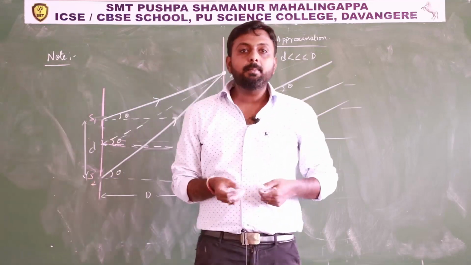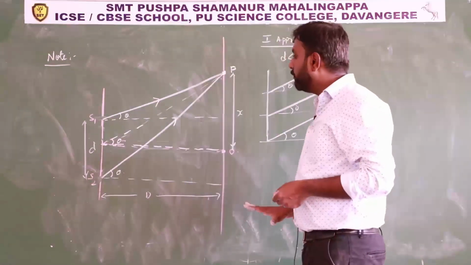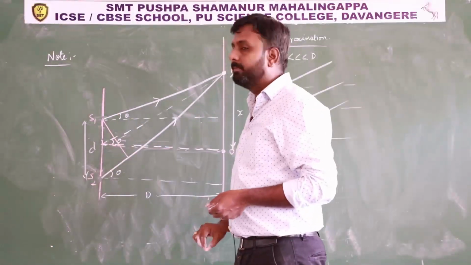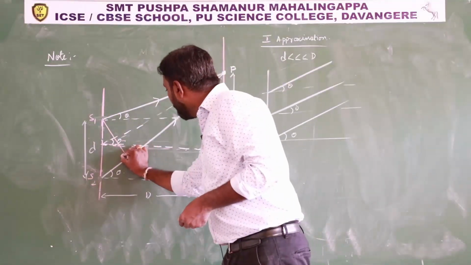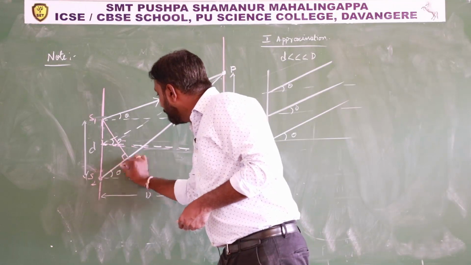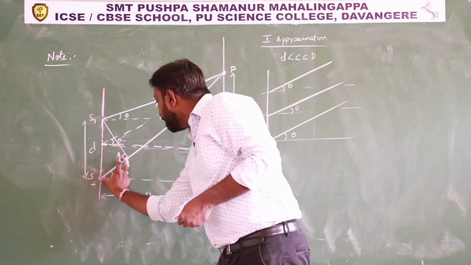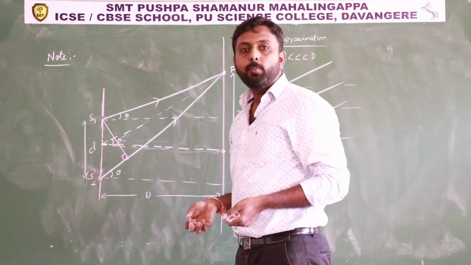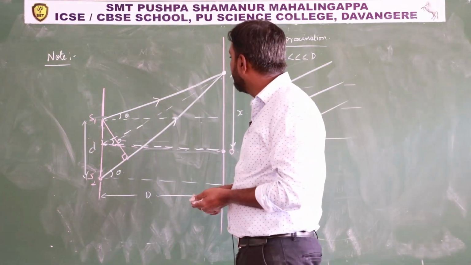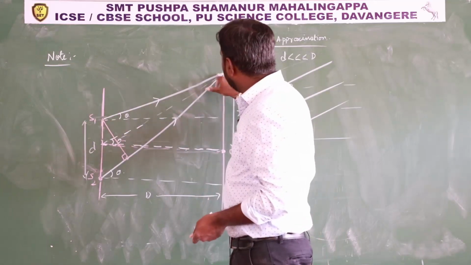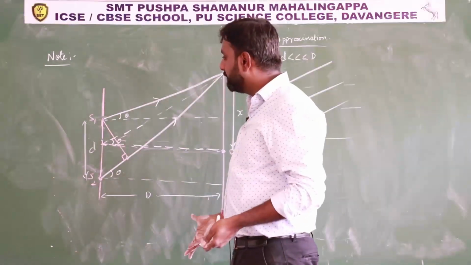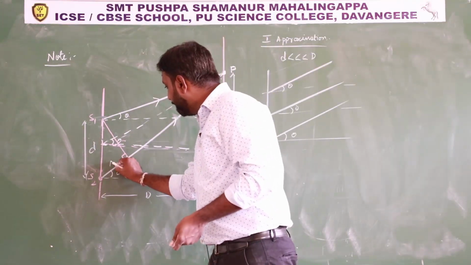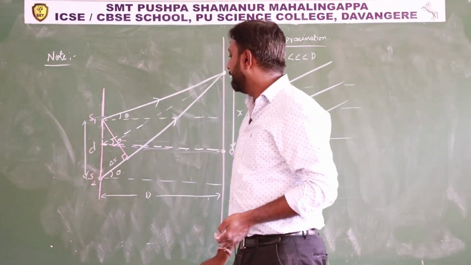In that case, what is the path difference? In the diagram, how to get the path difference? From this point, draw a perpendicular line. From this point to this point, this is called path difference. That is what we have calculated, S2P minus S1P. From this point to this point, the distance is the same. This is the additional path, right? So that path difference we have denoted by delta x.